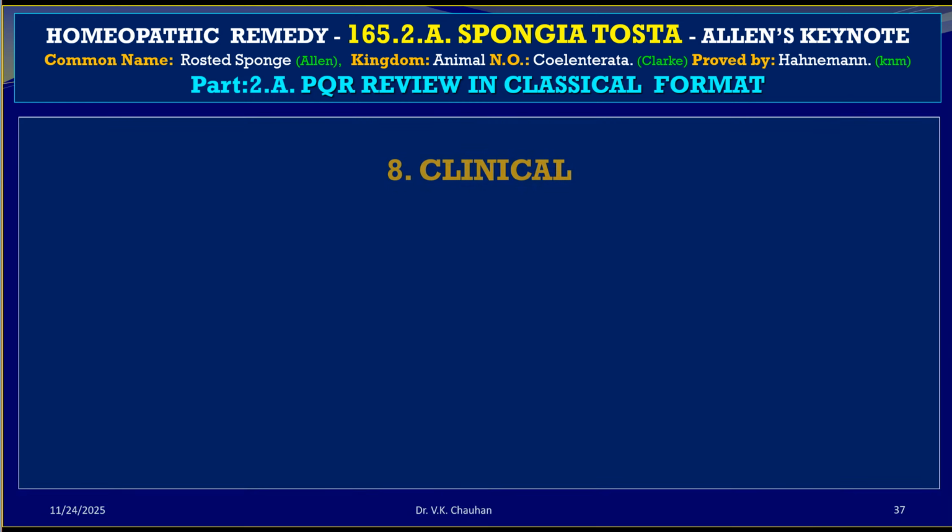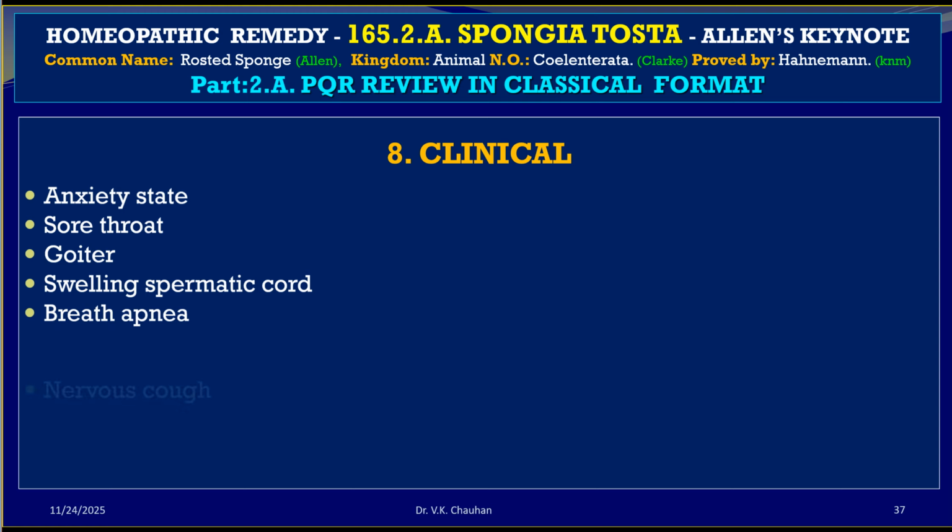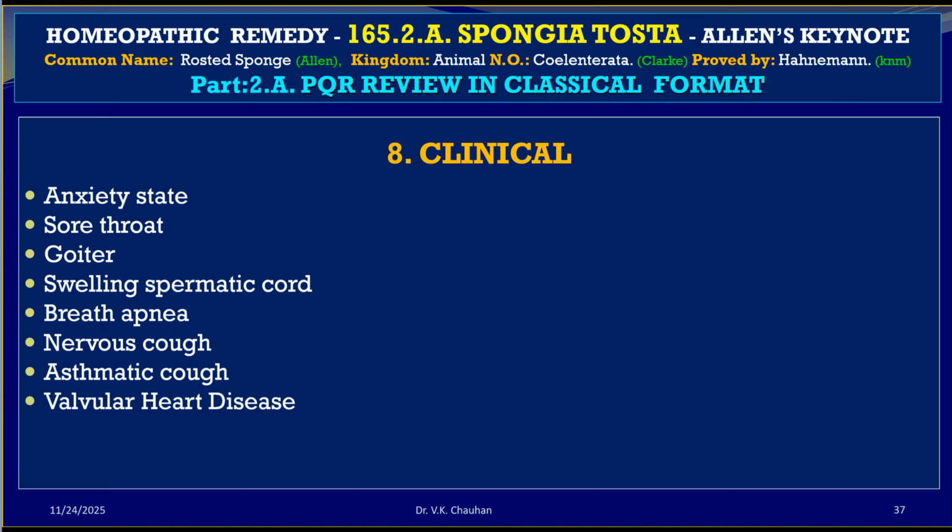Now we go to the clinical aspect, and clinically we find this medicine is very important in cases of anxiety state, sore throat, goiter, swelling of the spermatic cord because of gonorrhea, maltreated gonorrhea, breathlessness, nervous cough, asthmatic cough, valvular heart disease, and angina pectoris.